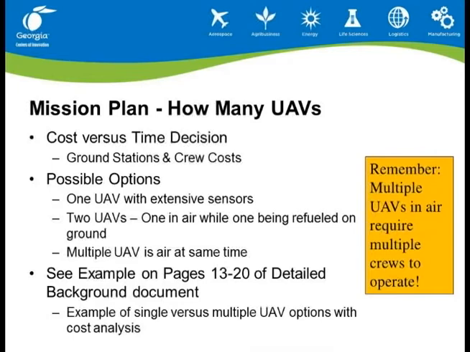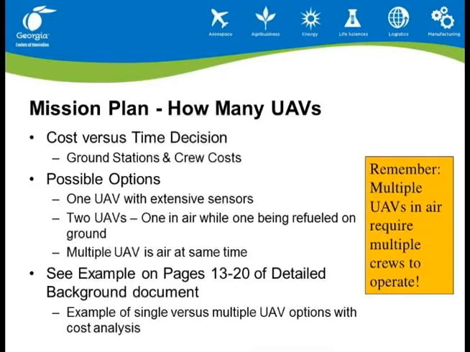There's never any downtime. The third option is to use multiple UAVs in the air at the same time. You cover the area much more quickly, but you have to have more operators, more pilots, more equipment to keep those multiple UAVs in the air at the same time. If you look at the detailed background document that was given to you as part of this, pages 13 through 20 have some excellent examples on this one versus multiple UAVs, and it has very good examples of how that cost goes up. So please take a look at that.